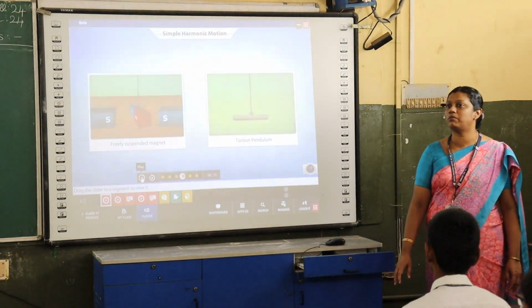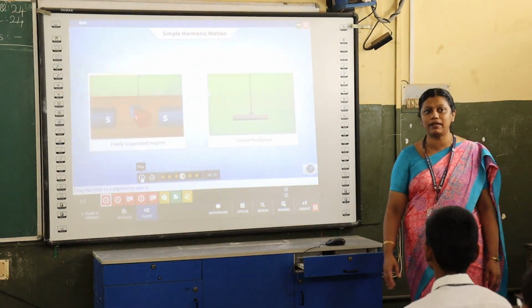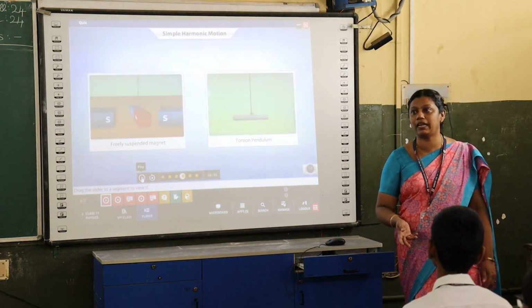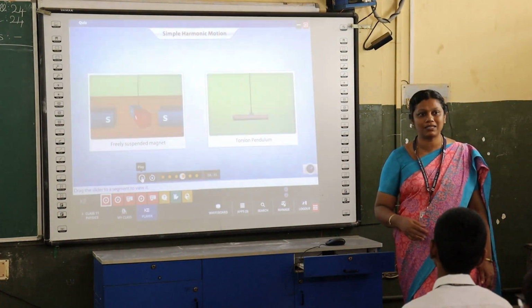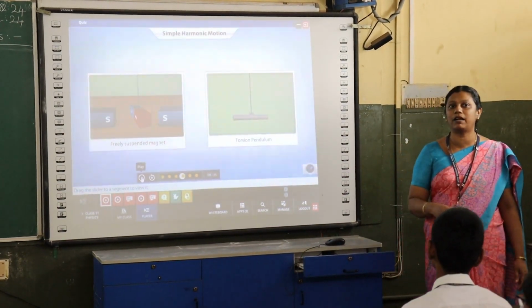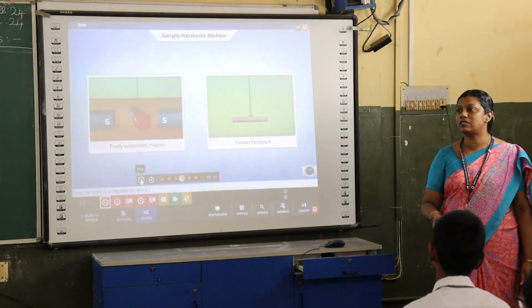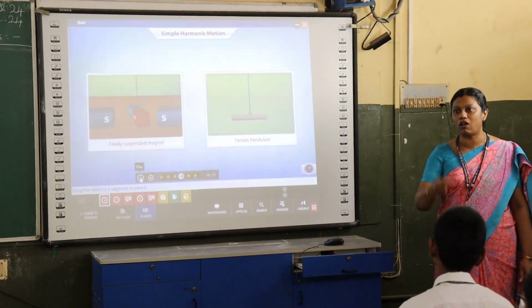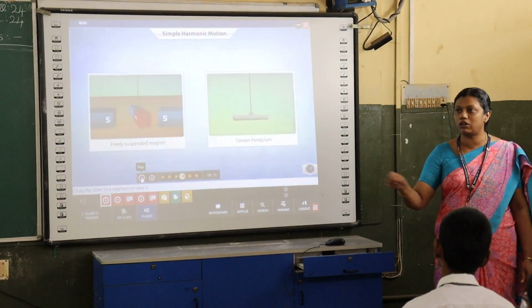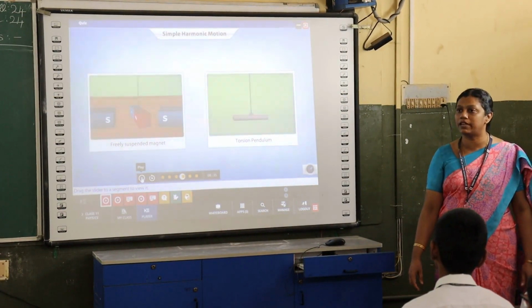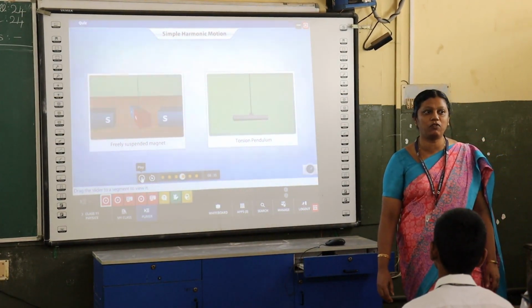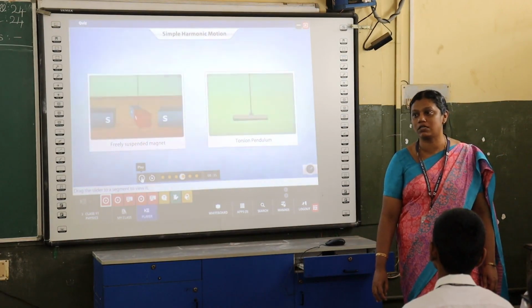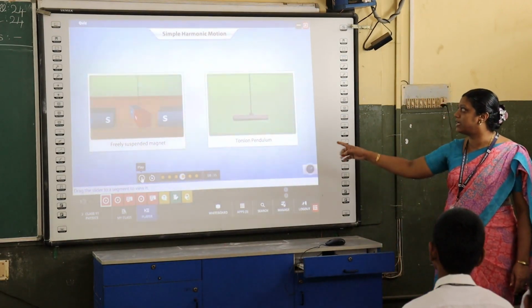Linear harmonic motion means the displacement of the particle is linear. For example, consider a spring mass system. A mass is suspended at the end of a spring and it is oscillated. How does it move? Along a line. Or in the horizontal oscillation case also, it moves in a line. That's an example for linear harmonic oscillation.